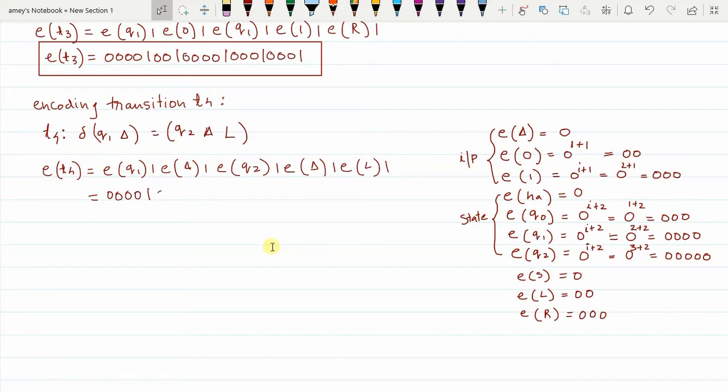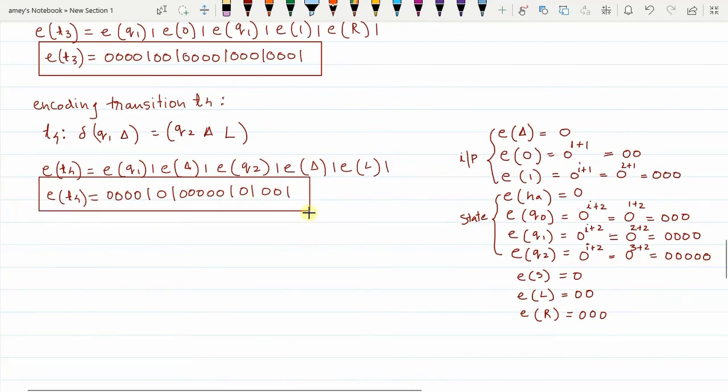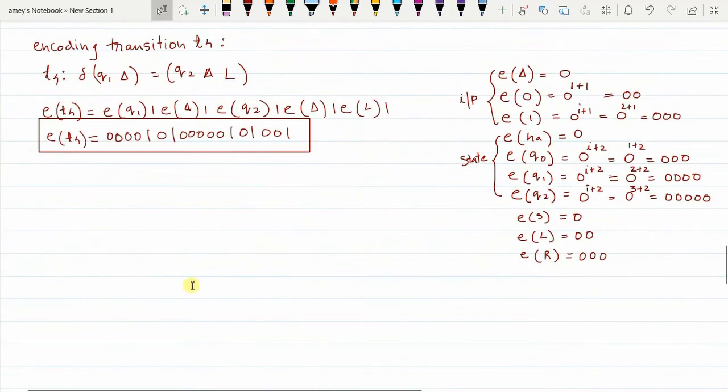Substituting the values, Q1 gives you 4 zeros, encoding of delta gives you single zero, encoding of Q2 gives you 5 zeros, encoding of delta gives you single zero, encoding of left gives you 2 zeros, ending with 1. So this is encoding of T4 that we find. So these are the strings that we get. Yes, so this is how encoding for T4 is done.